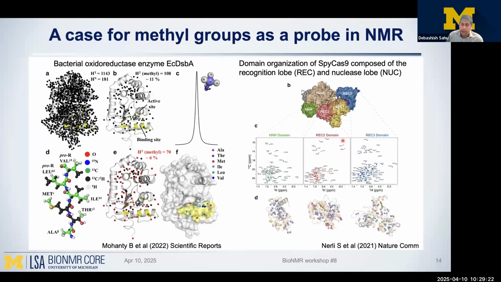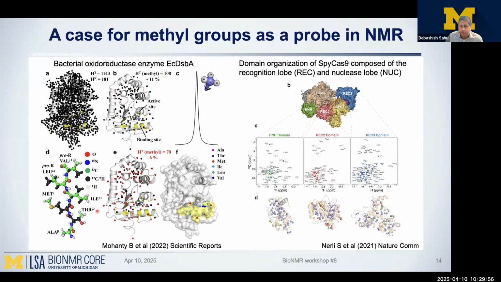So on the left over here, you have this particular protein. It's a huge enzyme, an oxidoreductase enzyme. All the black dots that you see here are every proton that is there in this particular protein. When you want to analyze this protein, it's going to be a lot more complicated because you have way too many protons. So now let's strip out all these protons and just look at methyl protons. So you only have 108. This makes it much simpler, right?